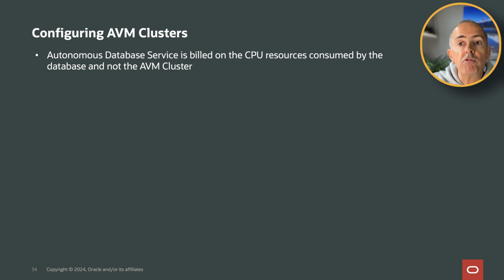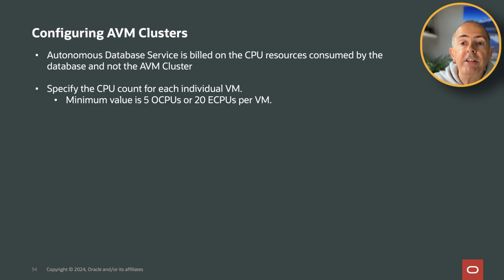Now, if you remember on the non-autonomous VM clusters, as soon as you allocate OCPUs to it, you're charged for that cluster, regardless of how busy the databases are. But with autonomous, you're only billed on the resources once they're consumed by a running database. So when you configure the AVM cluster, you set the CPU count for each individual VM, and here the minimum value is 5 OCPUs or 20 eCPUs with the new compute model.